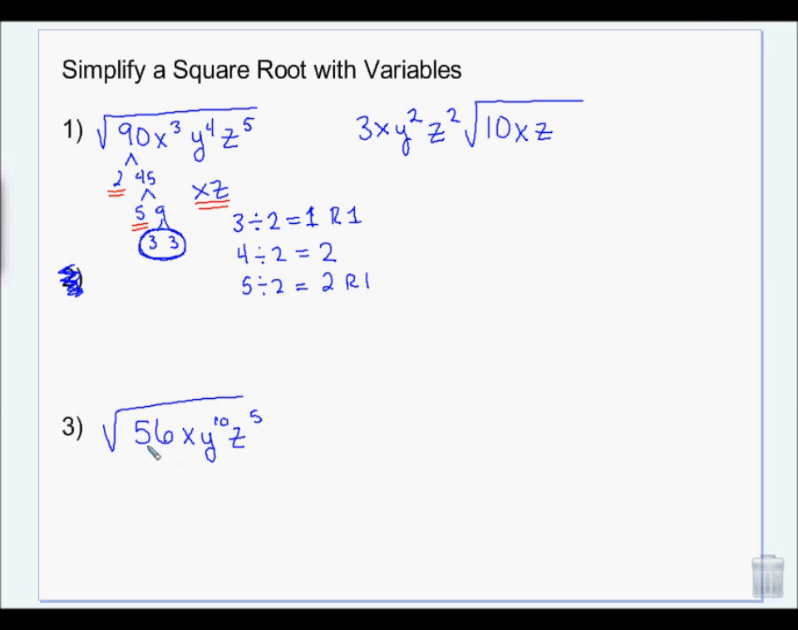Okay, so we have this 56x y to the 10th z to the 5th, and I want to take the square root of that. So first I need to look at my 56. That's 2 times 28, which is 2 times 14, which is 2 times 7. So I have this one set of 2's that I can pull out. Okay, so I'll pull that 2 out, and then this 2 and this 7 are getting left behind.